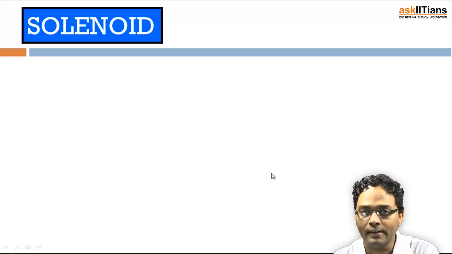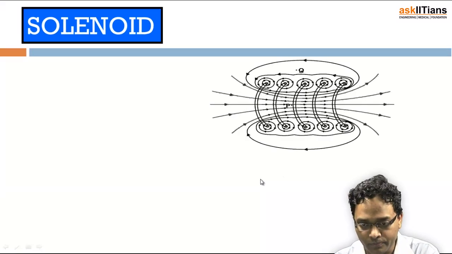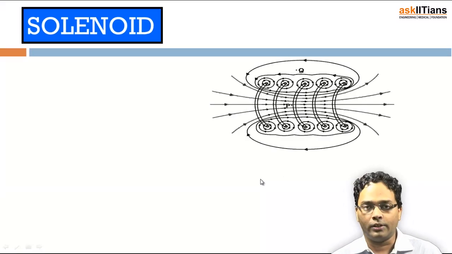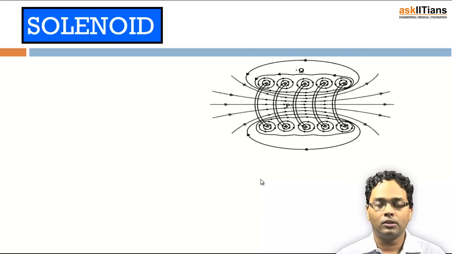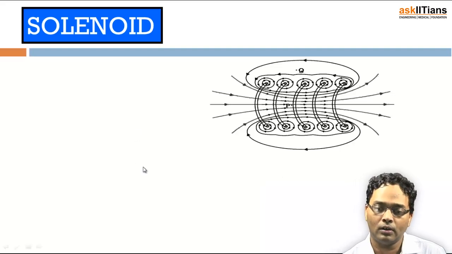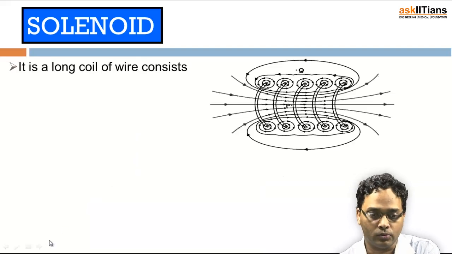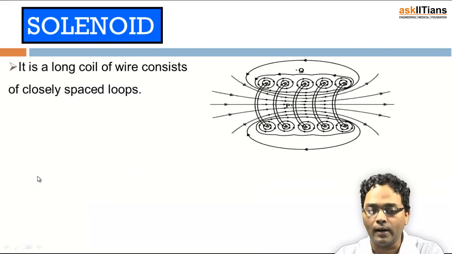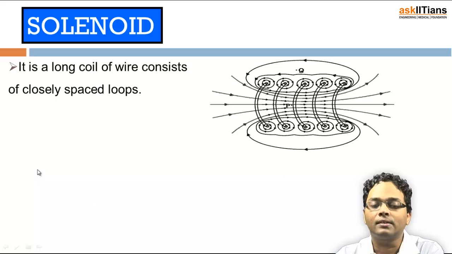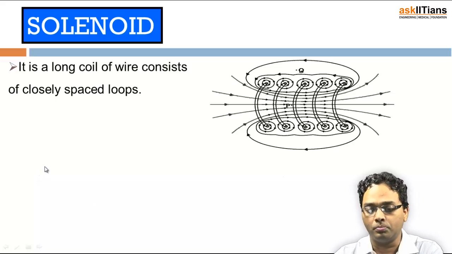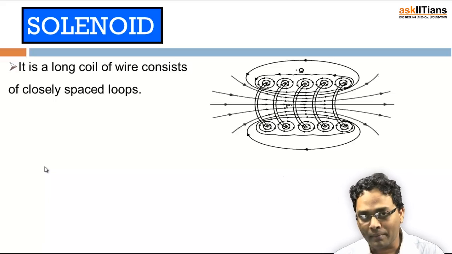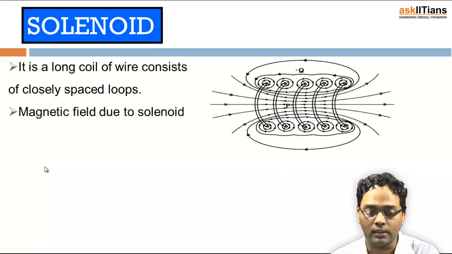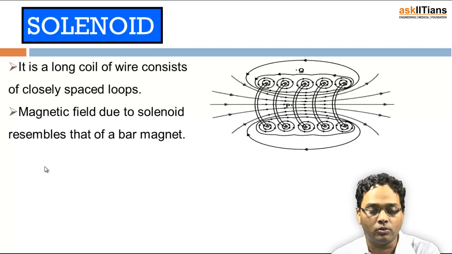Now let's move on and talk about what a solenoid is. So what exactly is a solenoid? You have a group of wires through which the magnetic field lines pass. This is what is known as a solenoid. If you have to define it, it is a long coil of wire which consists of closely spaced loops. The current flows through the loops, and therefore the magnetic field lines are going to be crisscrossing the main body of the solenoid.